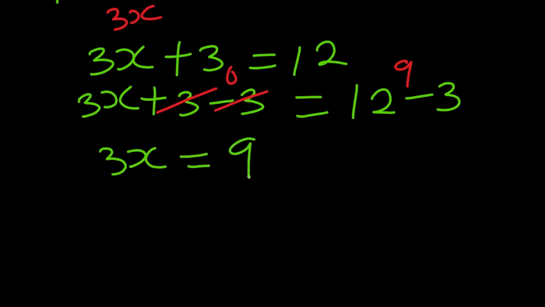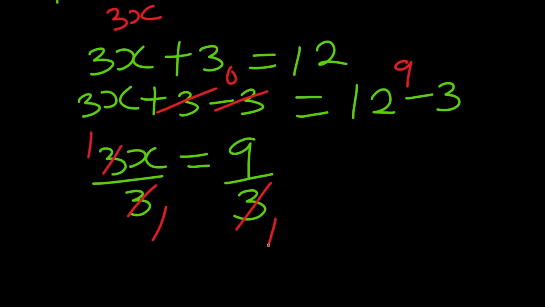We also divide both sides of the equation by 3. 3x divided by 3 is equal to 9 divided by 3. Simplifying, 3 divided by 3 is 1, and 9 divided by 3 will give us 3.